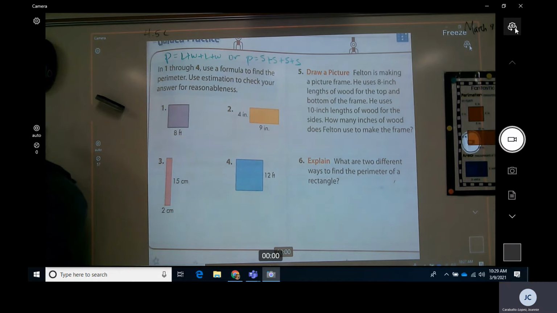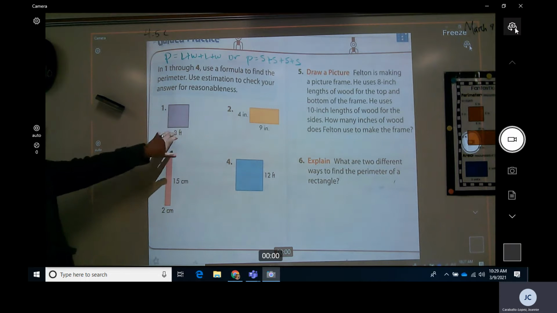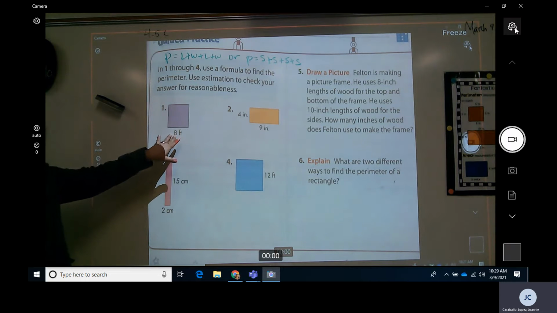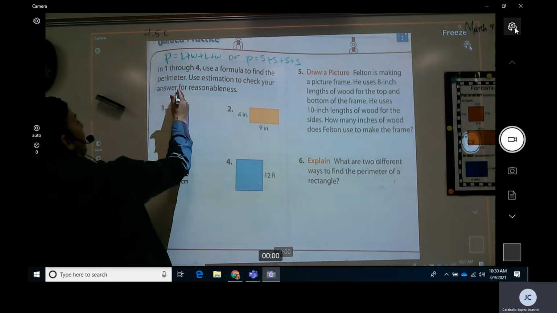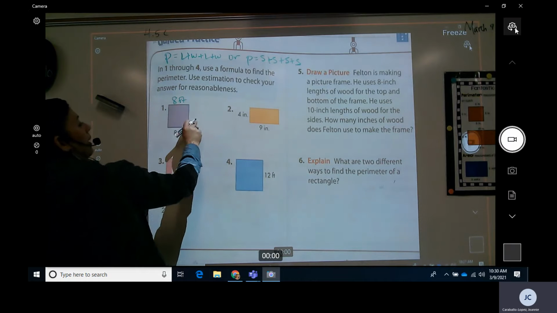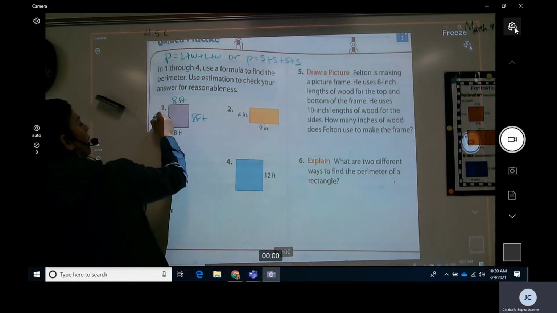Okay, are we ready? All right, so what's the first thing? What's the shape for number 1? A square. And a square has what? Equal sides, right? So what's going to be up here is going to be 8 feet. What are my sides going to be? 8 feet and 8 feet.